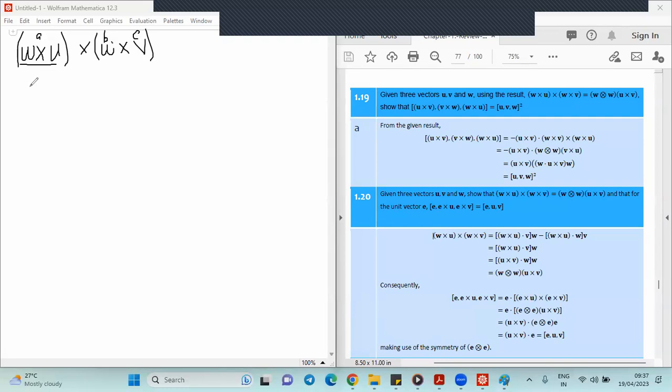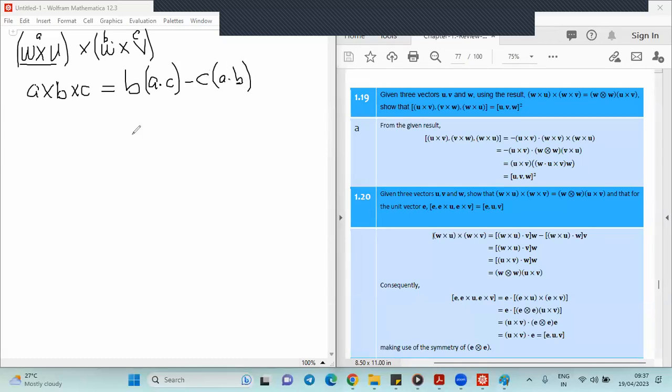Now, without using indical notation, let's just go straight away. We have this to be A cross B cross C, which is BAC minus CAB, as I just said before. So basically we have A cross B cross C, that would be B (A dot C) minus C (A dot B).